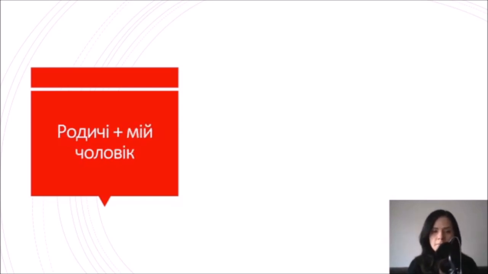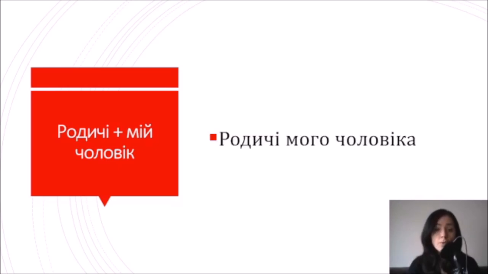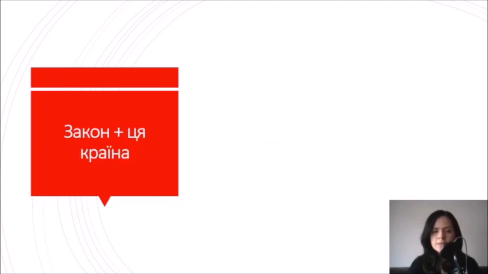Родичі, мій чоловік. Родичі means relatives and мій чоловік means my husband. So, the relatives of my husband will be in Ukrainian: родичі мого чоловіка. Next.